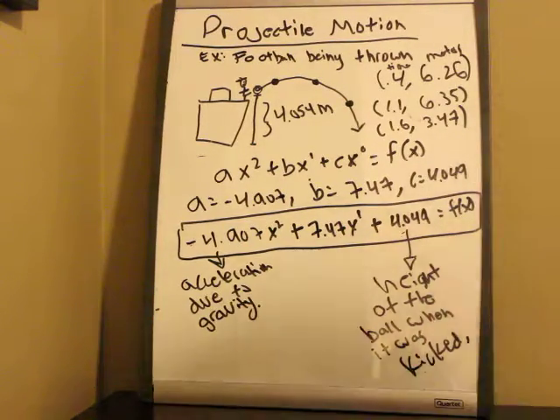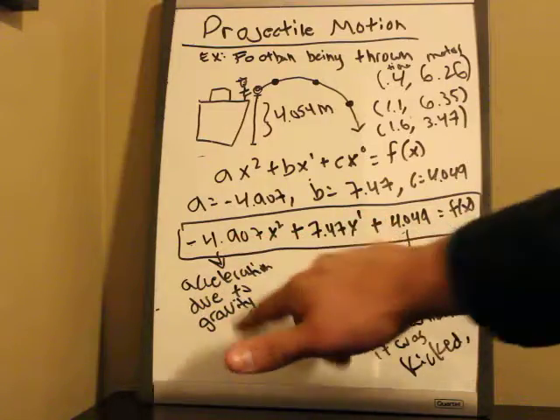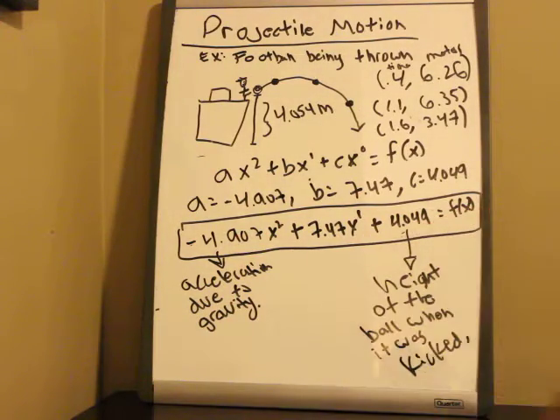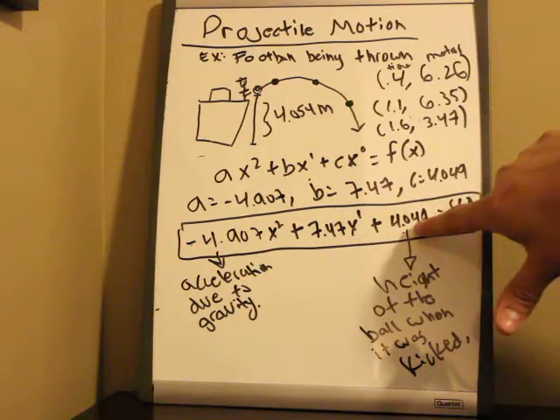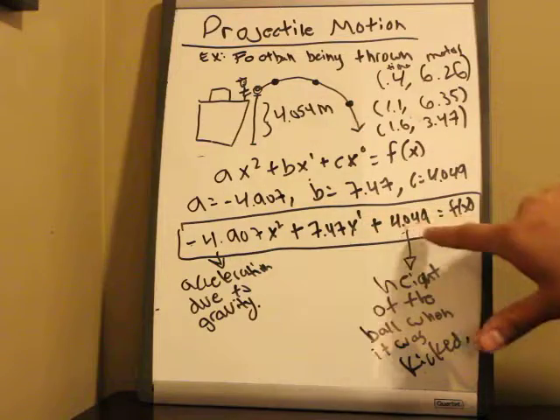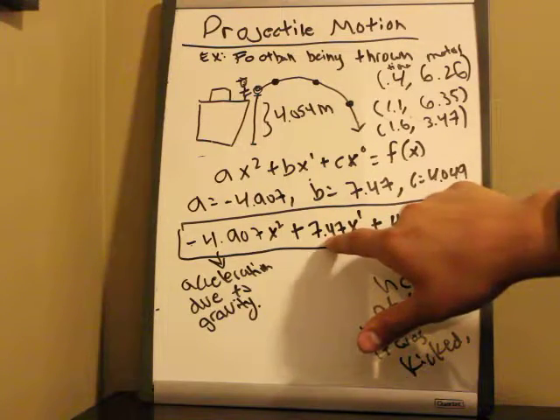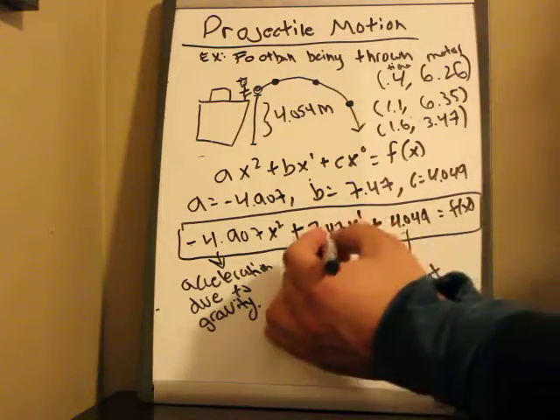Okay. So our A value represented acceleration due to gravity. It's what pulls objects down. It turned out our C value in projectile motion, from many examples, I'm just doing one, was always generally the height of when the ball was kicked. And then finally, our B value turned out to be our speed.